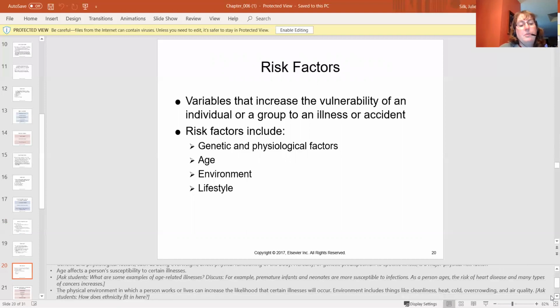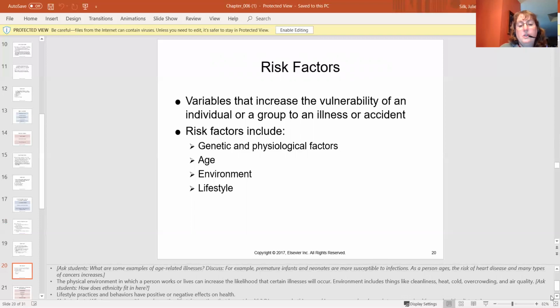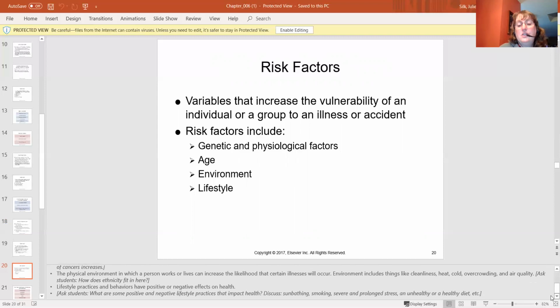The physical environment in which a person works or lives can increase the likelihood that a certain illness will occur. Environmental things like cleanliness, heat, cold, overcrowding, and air quality would be things that we'd be talking about here. Lifestyle practices and behaviors have positive or negative effects on health.